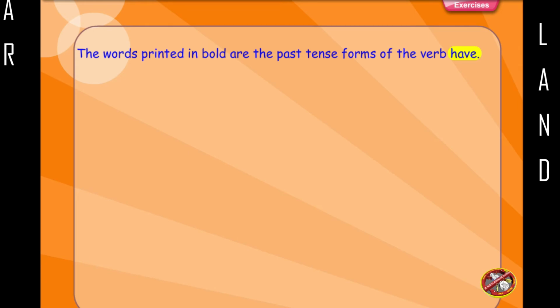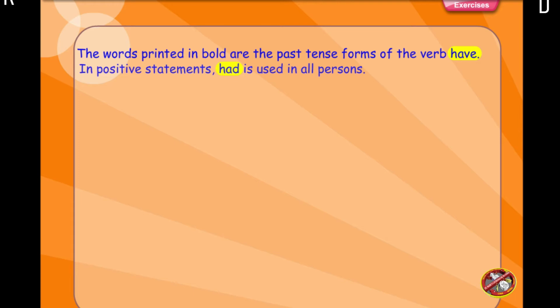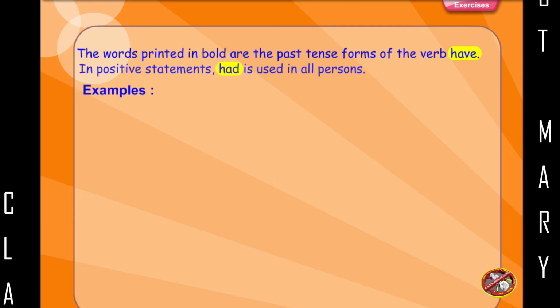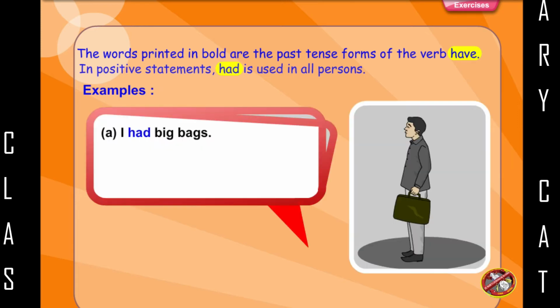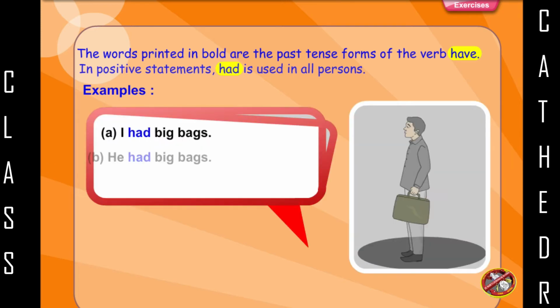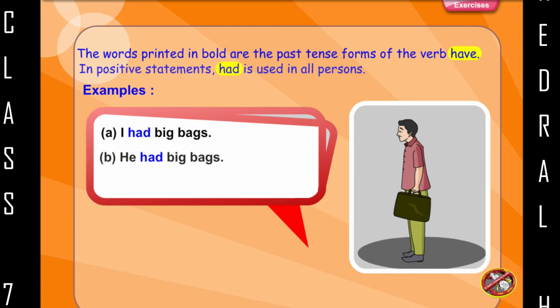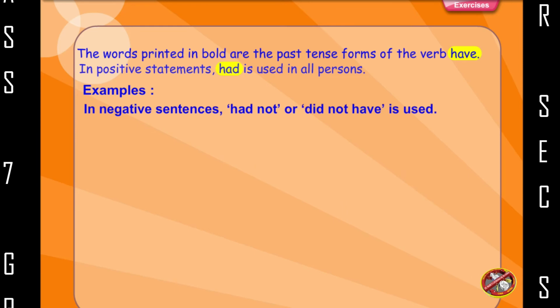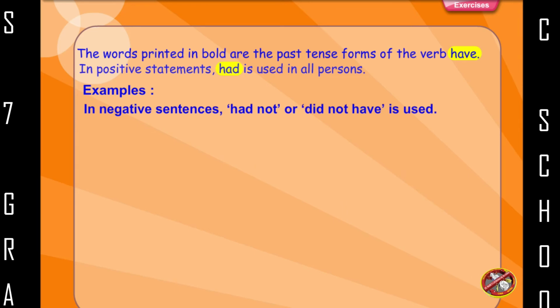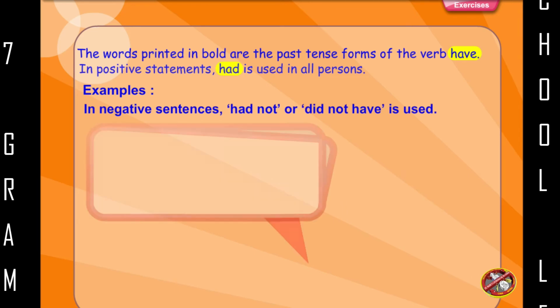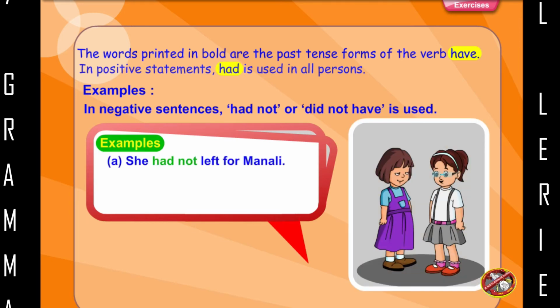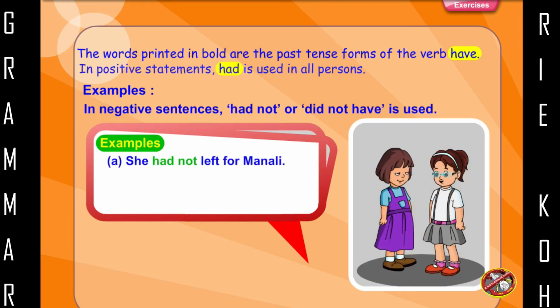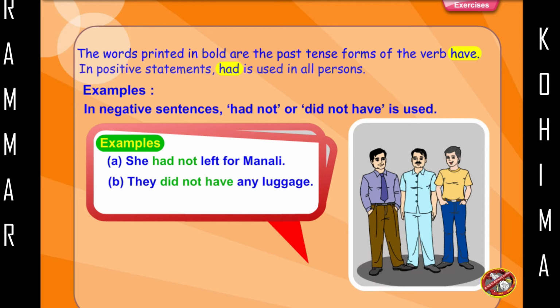In positive statements, had is used in all persons. Examples: I had big bags. He had big bags. They had big bags. In negative sentences, had not or did not have is used. Examples: She had not left for Manali. They did not have any luggage.